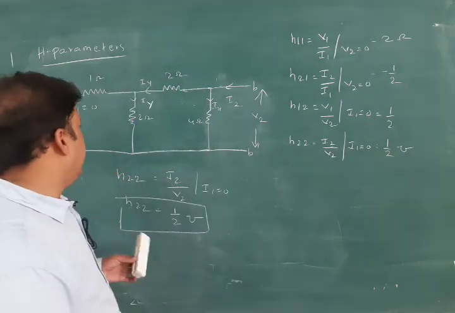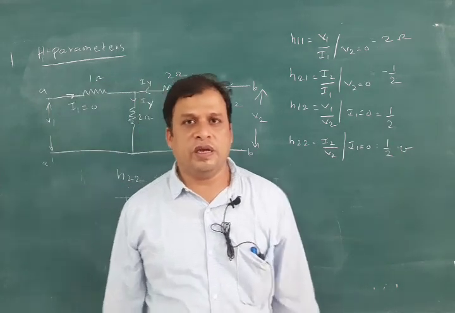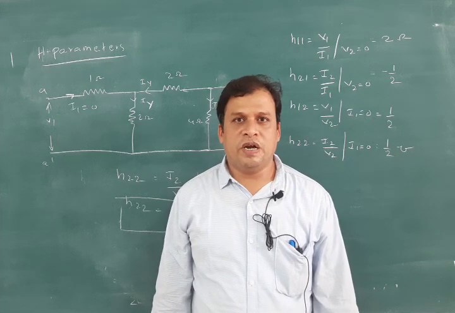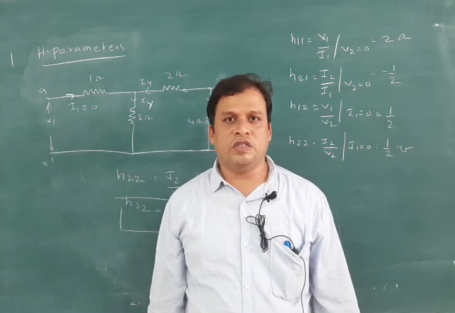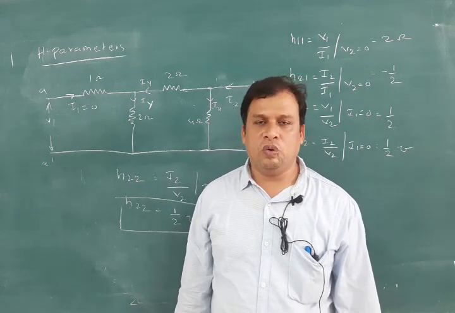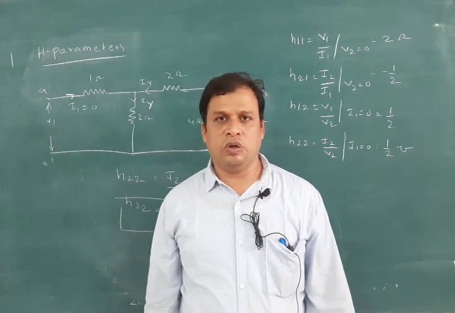Now we will start with the G parameters. What are G parameters? G parameters are also called inverse hybrid parameters. These inverse hybrid parameters are nothing but the inverse of the H parameters. Now we will see how these parameters G11, G12, G21 and G22 are written and how they are deduced.